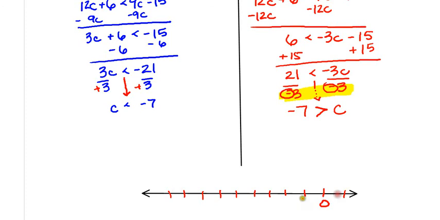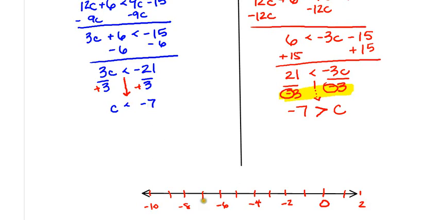Where this is negative 1, here's negative 2, negative 3, here's negative 4, here's negative 6, here's negative 8, here's negative 10, and here I would have 1, and then here would be 2. So I'm looking to graph any number that is less than negative 7.